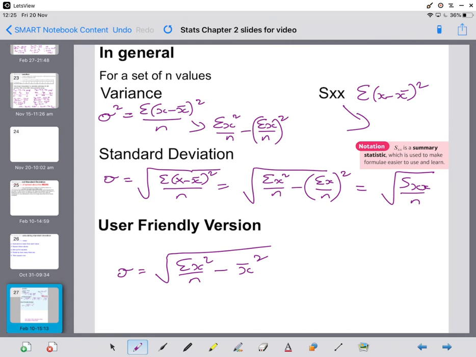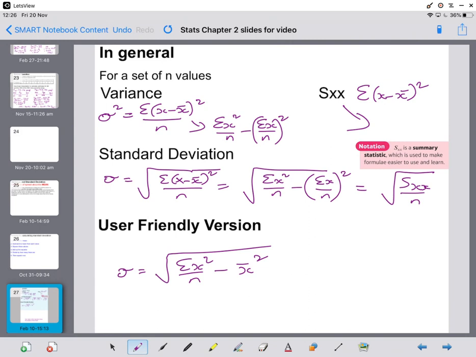Now, there are going to be some questions, everyone, where they may supply something that says Sxx, and this is a summary statistic. They may already give you the value for big sigma (x minus x bar) all squared. Sometimes it can make the formula easier to learn, but sometimes you just need to put that in and calculate your variance and standard deviation.